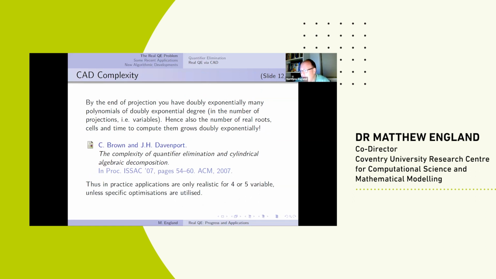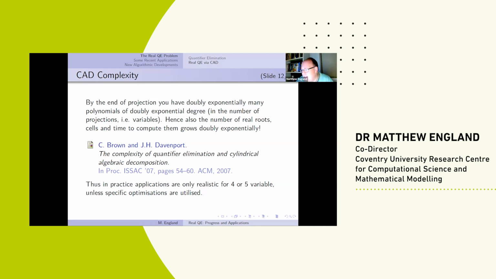So what's the problem? Well, the problem is it's really, really expensive. By the end of the projection phase, this studying and creating new polynomials that capture the geometric properties, you actually end up with doubly exponentially many polynomials, and each of those polynomials has doubly exponential degree, where the variable of the complexity is the number of variables. And so the number of real roots, and thus the number of cells and the time to compute them, all grow doubly exponentially. So this is horrible.